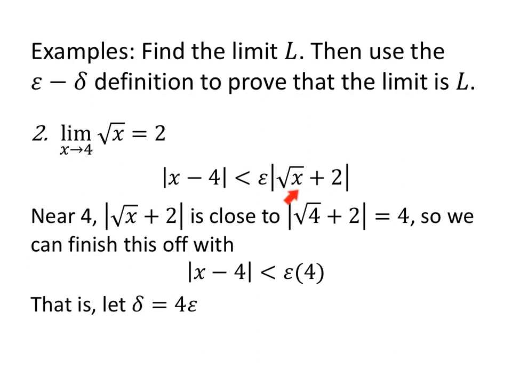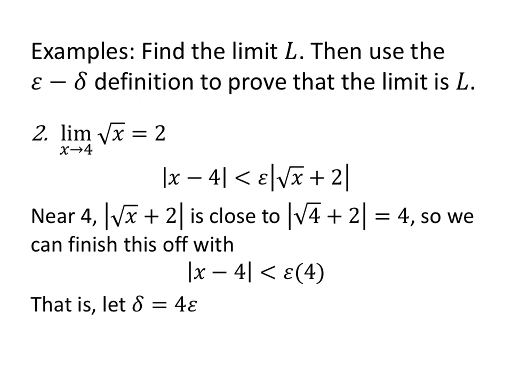So let's take a look at the right side. Near 4, right, because that's where we're looking, the square root of x plus 2 is super close to the square root of 4 plus 2. Square root of 4 is 2. 2 plus 2 is 4. Absolute value of 4 is also 4. So we can finish this off with our delta being 4 times the size of epsilon.